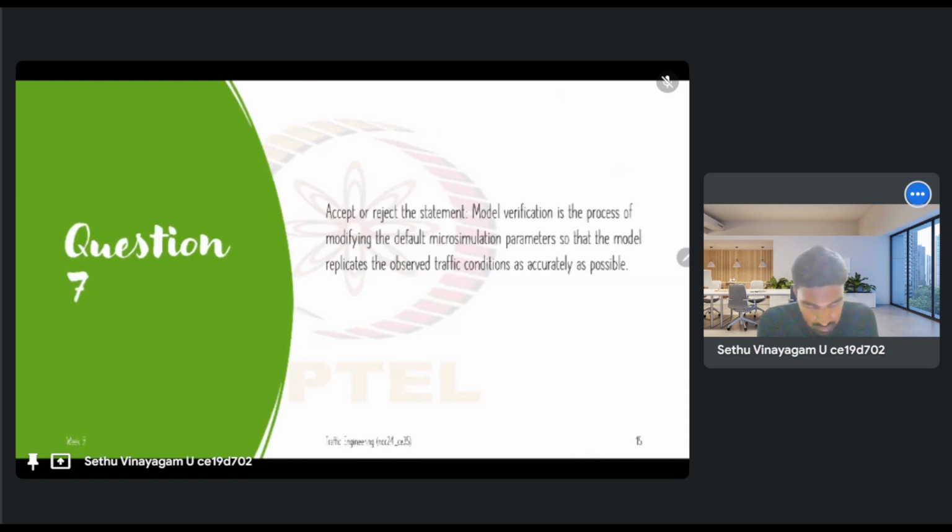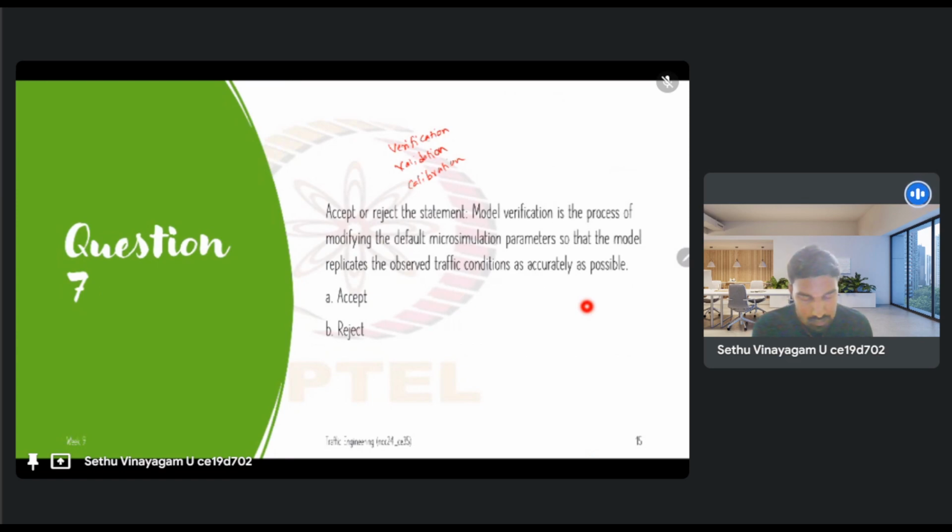Okay, question 7. The statement given is: model verification is the process of modifying the default microsimulation parameters so that the model replicates the observed traffic conditions as accurately as possible. Okay, so here we have verification, validation, and we also have calibration. These are different steps that we have in our model building or the model training process.